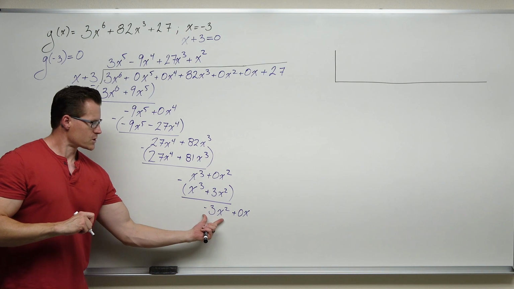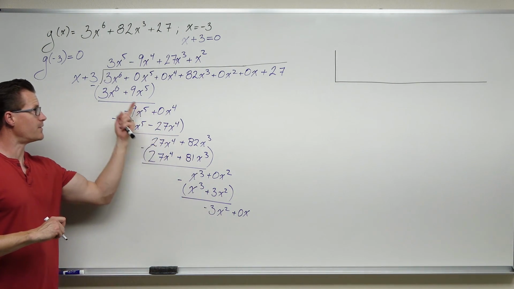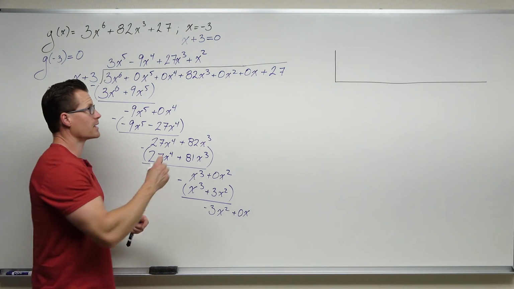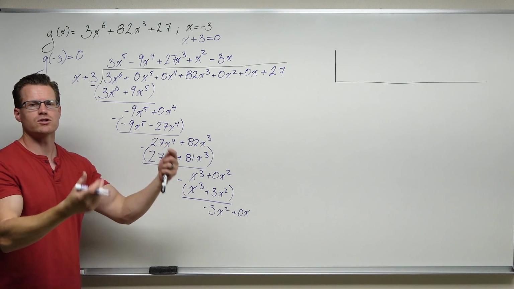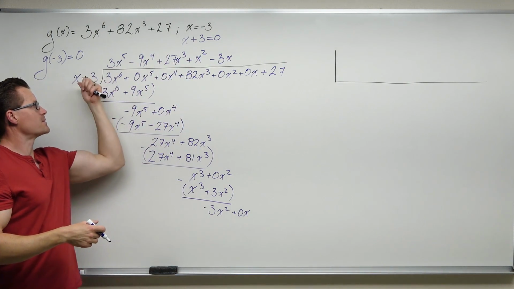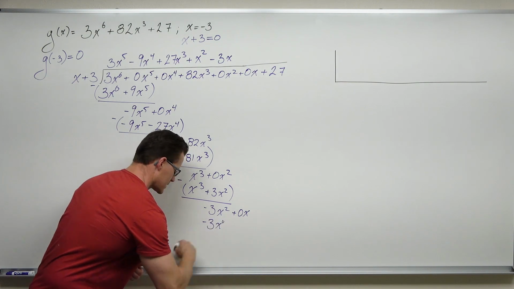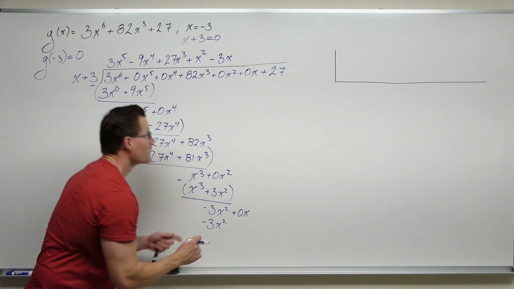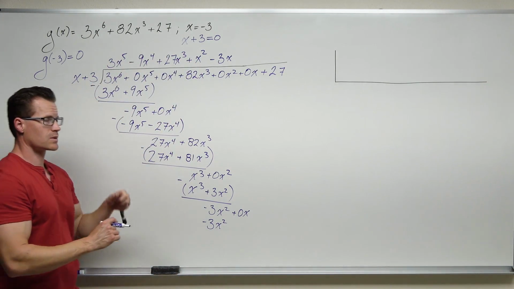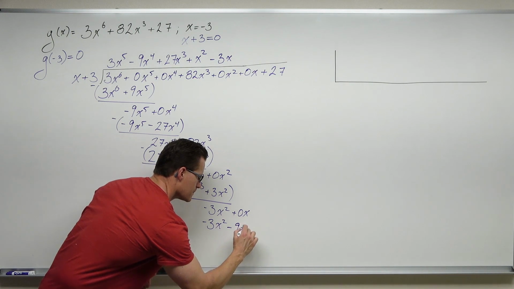And we take our first term and divide by the first term of our divisor. So negative 3x squared divided by x is negative 3x. So we put minus. Then we distribute. Negative 3x times x is negative 3x squared. That looks great because it matches up with our first term. That always has to be the case. And negative 3x times 3 is negative 9x. We put minus 9x.